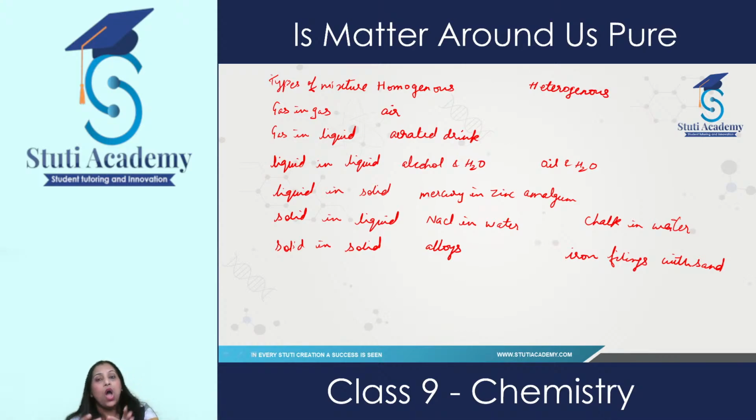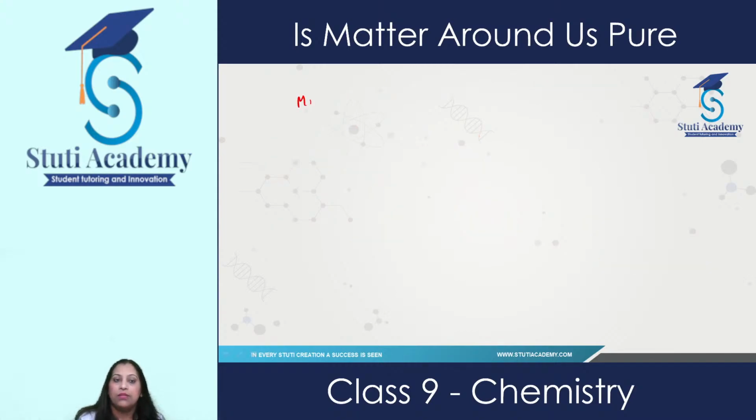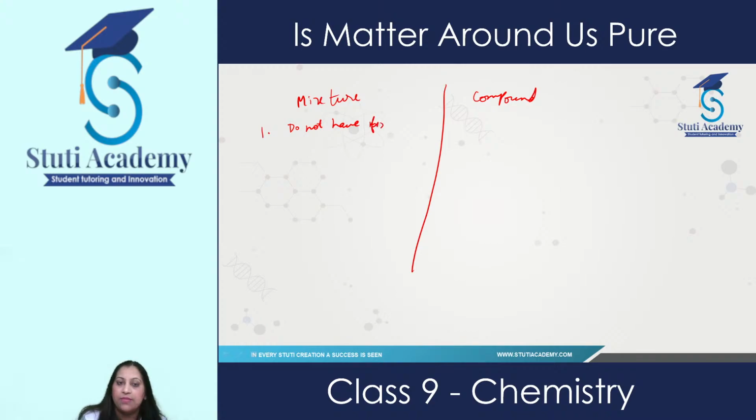Now the question comes, how are mixtures different from compounds? As I told you, mixtures do not have any fixed melting and boiling point. See how mixtures are different from compounds. If I look at their differences, how they are different. If you're talking about mixtures, they do not have a fixed melting point and boiling point. On the contrary, compounds have a fixed melting point and boiling point.